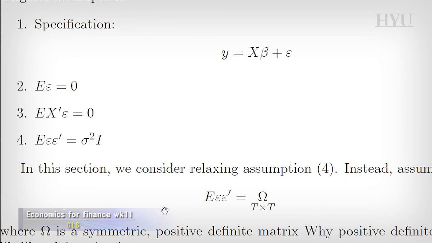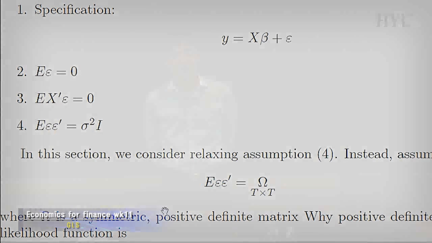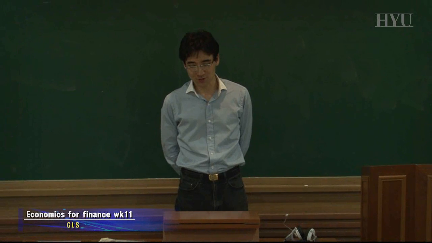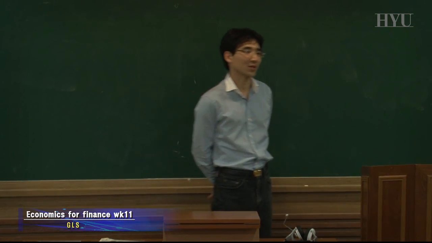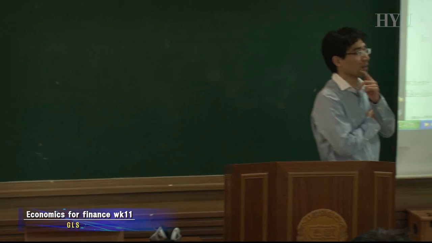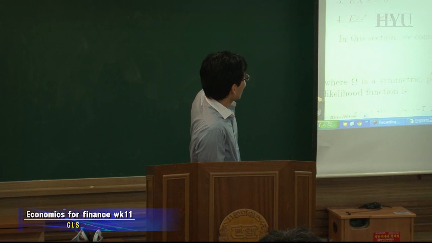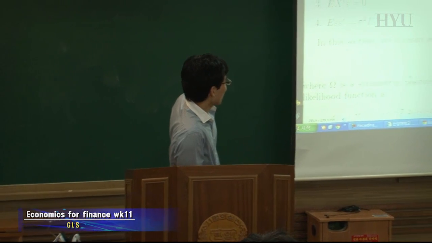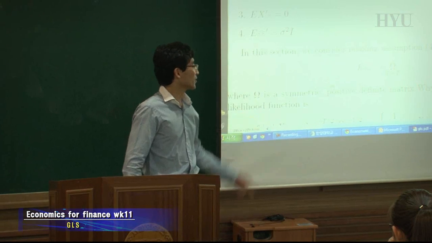Okay, and instead we assume the specific value of epsilon epsilon prime is sigma squared omega. Since we have T observations, our variance-covariance matrix of the error term is T by T, where omega is a symmetric, positive definite matrix. Okay, first, why should it be a symmetric matrix?